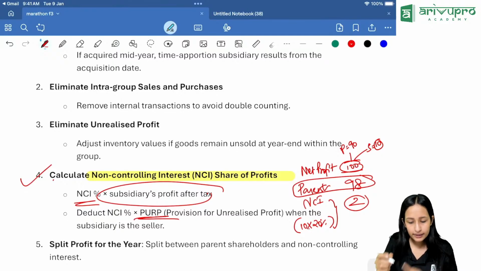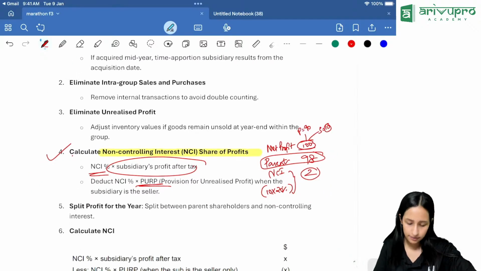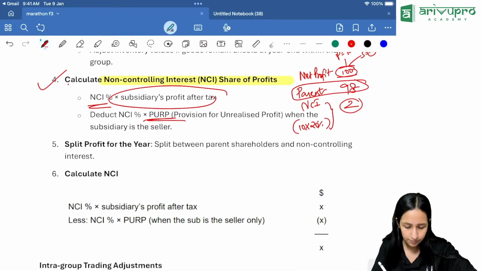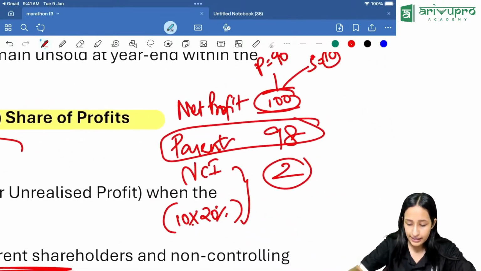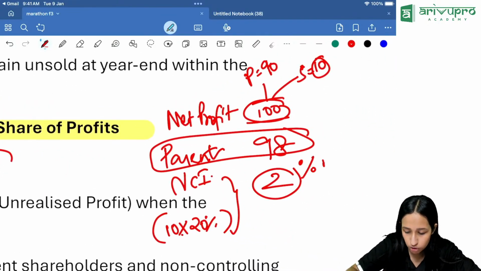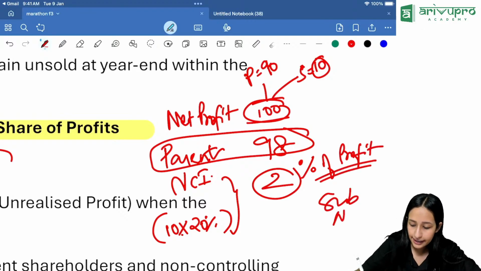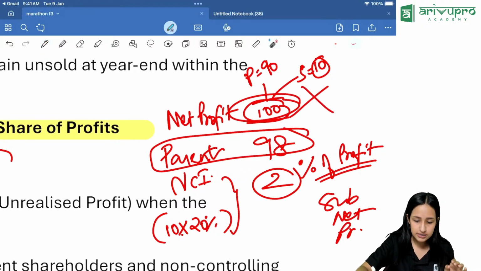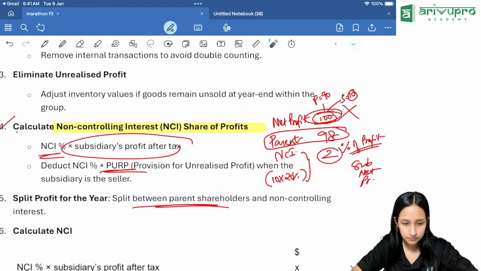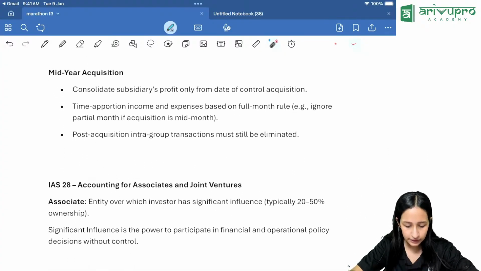And also along with that, the PUP adjustment that we dealt with in the previous one, that also you will be reducing here. Got it? The profit will be split between parent and NCI. But I'm telling you again, guys, NCI will only get the percentage of profit from subsidiary's net profit, not the total net profit. Okay, but subsidiary's 10. Intra-group you eliminate.